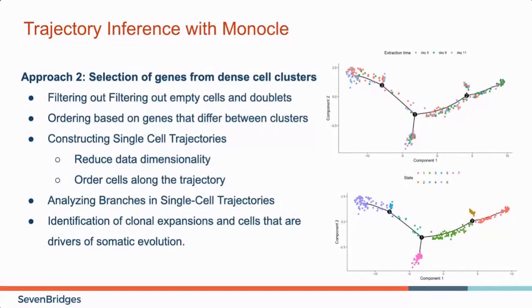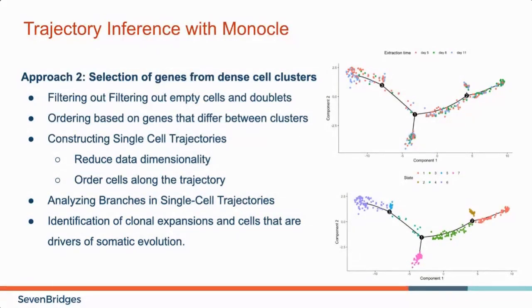And here we would like to demonstrate another, more comprehensive method when analyzing trajectories of tumors. In the second approach, instead of selecting differentially expressed genes over time, we use all genes that pass some filtering thresholds, and we use those genes to perform clustering. Then we order the cells based on the results of clustering, and the later steps in constructing the trajectory are the same as in the previous example.